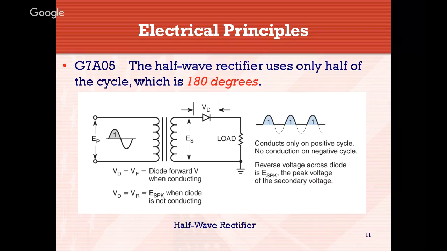Okay, electrical principles under G7A05. The half-wave rectifier uses only half of the cycle. Now, we've talked about the full wave bridge rectifier, and the portion of AC that is converted to DC in a half wave rectifier is only one half of the cycle. If you look at that diagram, you can see that the output of the transformer has one forward biased diode.